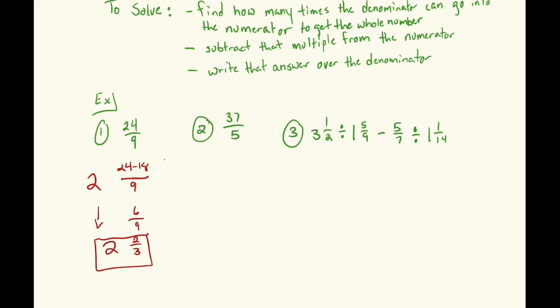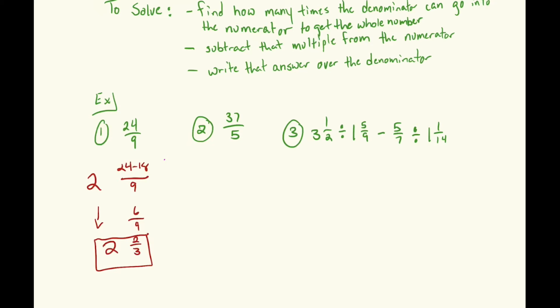I found out how many times did 9 go into 24 evenly. It went in 2 times. Subtracted that multiple off of the numerator to get the leftover piece of 6. And then in this case, I had to reduce the fraction down to get 2/3. And that's how I get my mixed number. It's not any more than that. Let's look at number 2.